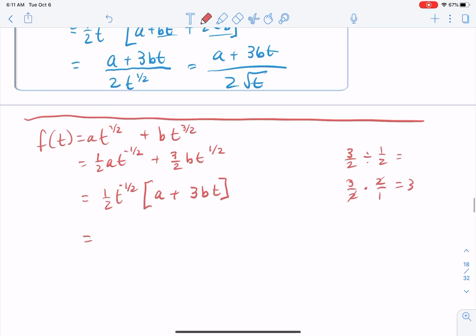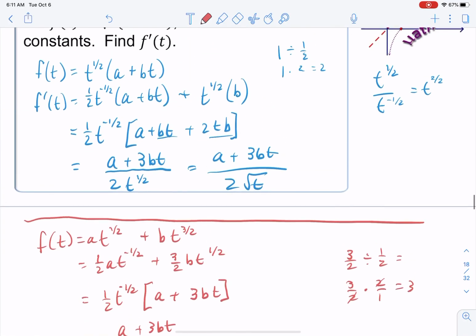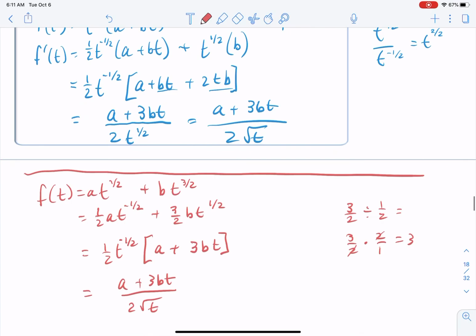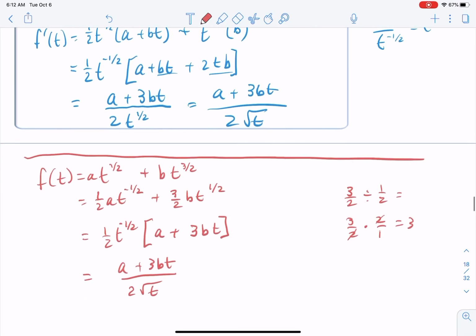Now, isn't this exactly what we had before? Sure it is. The stuff in the bracket's going to stay up top. And then the 2 and the t to the negative 1/2 is going to go down to the bottom. Well, this one, it may have been about the same number of steps. We ended up at the same exact answer, of course.